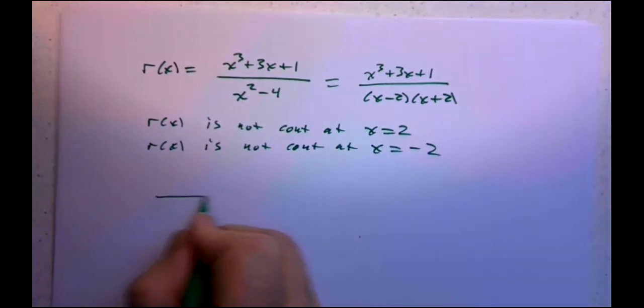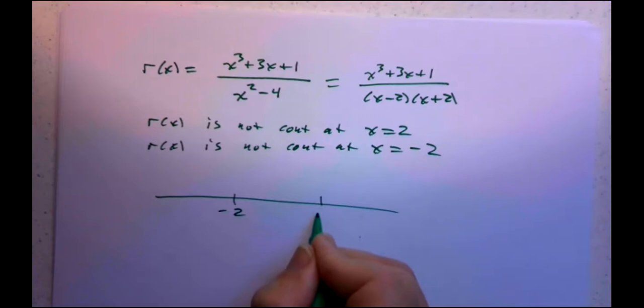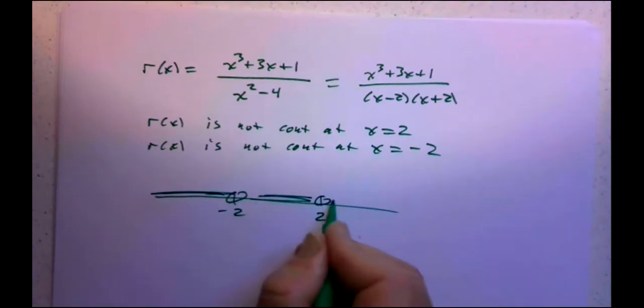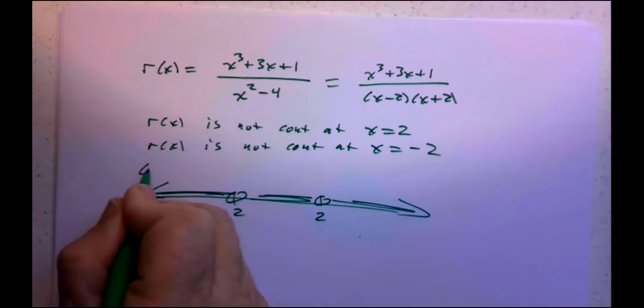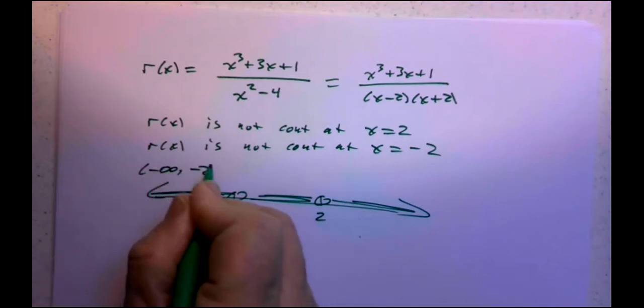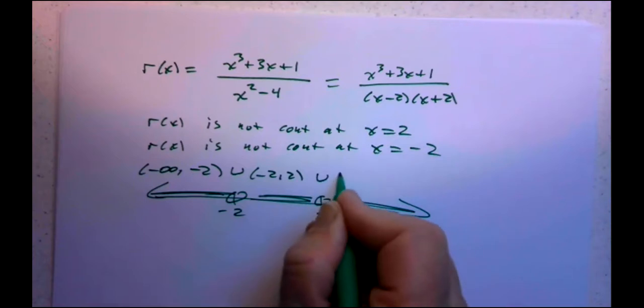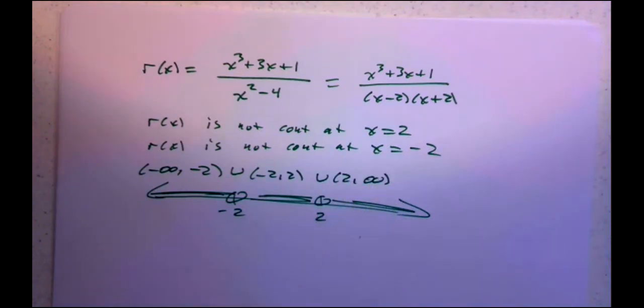But it is continuous everywhere else. So if I would lay out my number line, remove negative 2, remove 2, continuous everywhere else. Negative infinity to negative 2, union negative 2 to 2, union 2 to infinity. That's where it will be continuous.